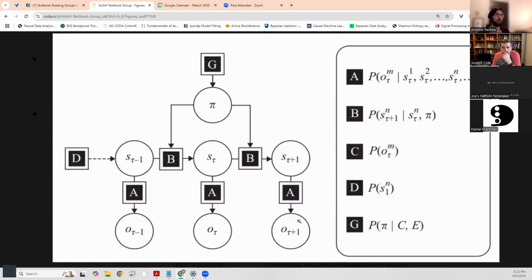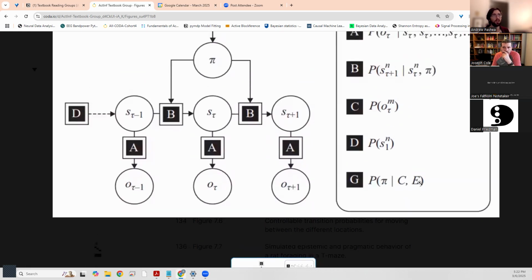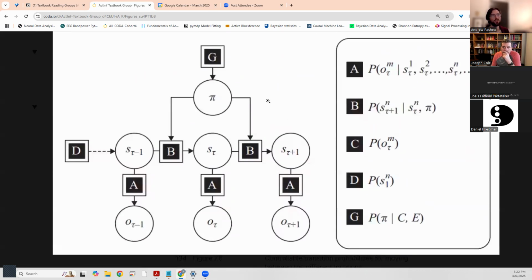So that's the kind of agency, so to speak, that this agent has, and its ability to infer which actions to take. And furthermore, E, the prior over policies, can be learned. That gets incorporated. C, preferences, priors over observations, are more often left static.